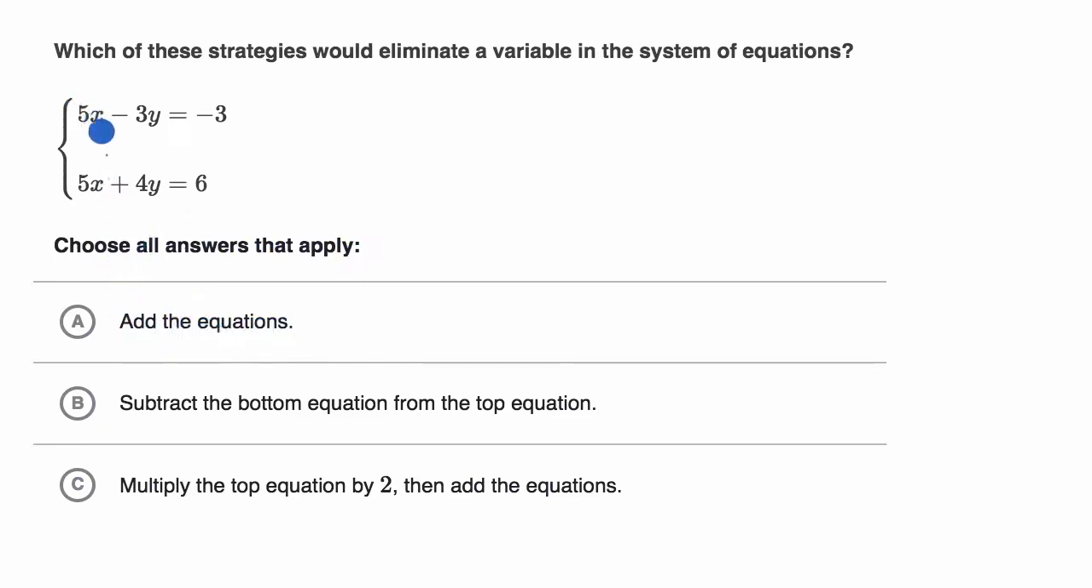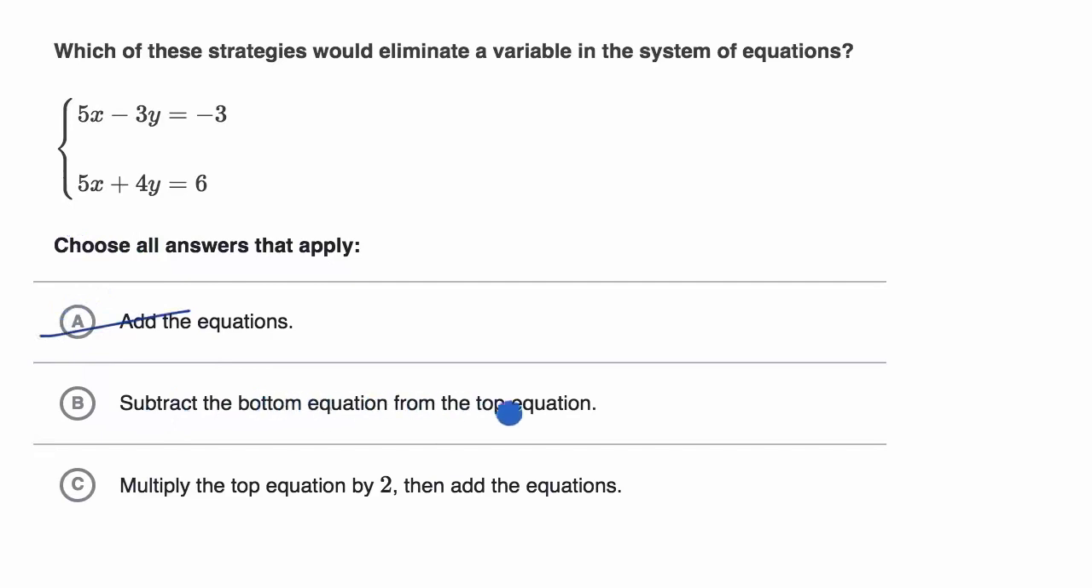So if we add these equations, on the left-hand side we have 5x plus 5x, which is going to be 10x. And then you have negative 3y plus 4y, which is just a positive 1y, or just plus y, is equal to negative 3 plus 6, which is just going to be equal to positive 3. We haven't eliminated any variables. So choice A, I could rule out. That did not eliminate a variable. Let me cross it out, not check it.